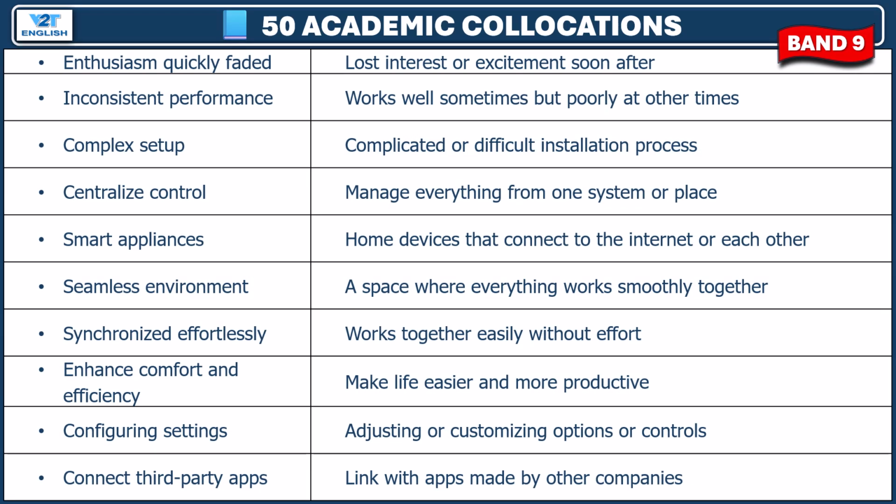Enthusiasm quickly faded. Lost interest or excitement soon after. Inconsistent performance. Works well sometimes, but poorly at other times. Complex setup. Complicated or difficult installation process. Centralized control. Manage everything from one system or place. Smart appliances. Home devices that connect to the internet or each other.